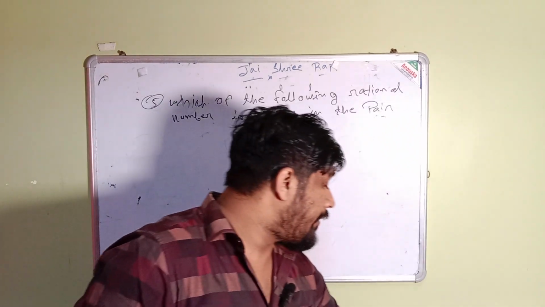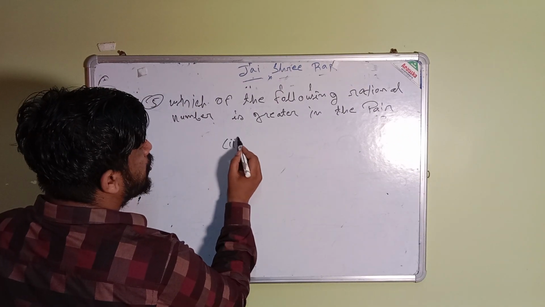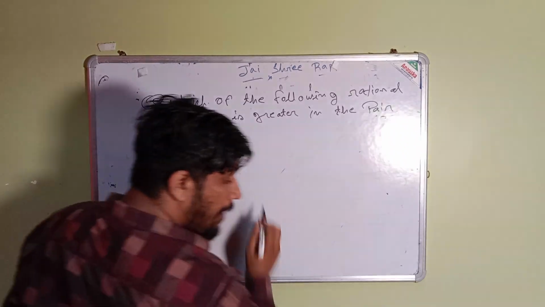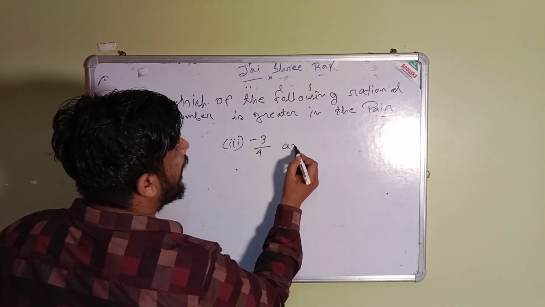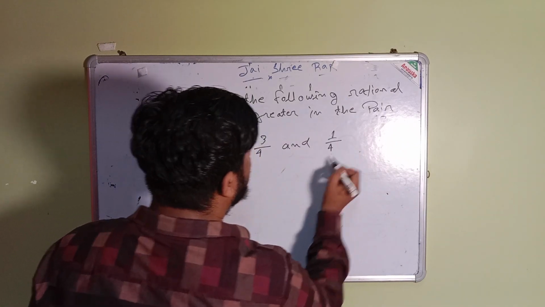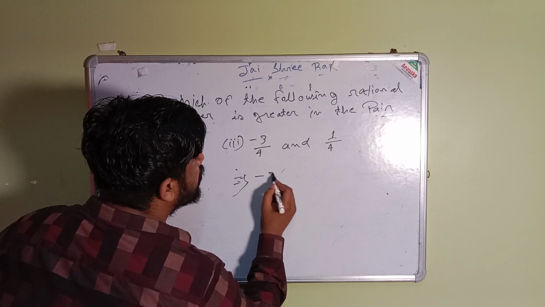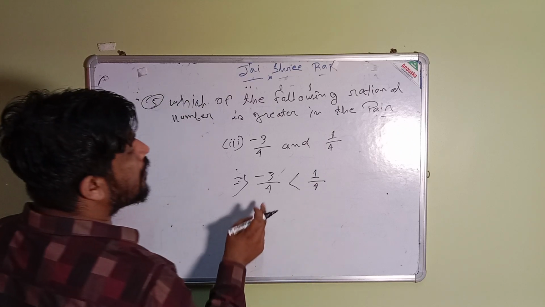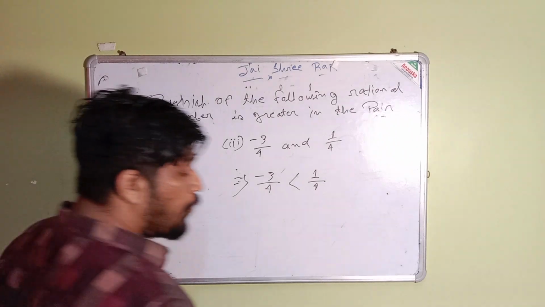Okay, so that is the number 3 question. Number 3 question is minus 3 by 4 and 1 by 4. So what about the answer? My dear students, the answer is like this way. We know that a positive number is always greater than a negative number. That is the number 3 question.